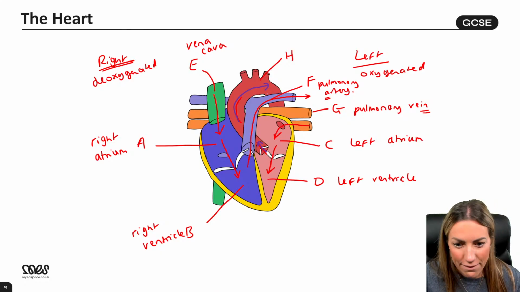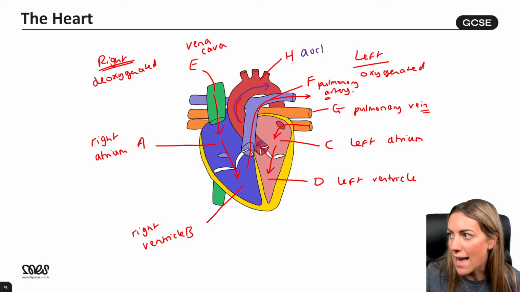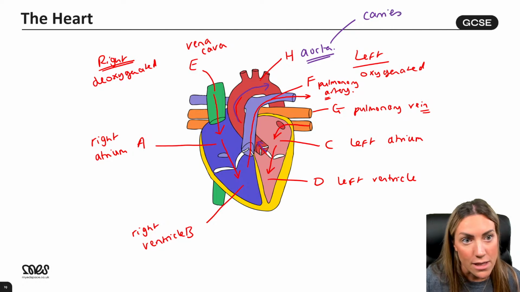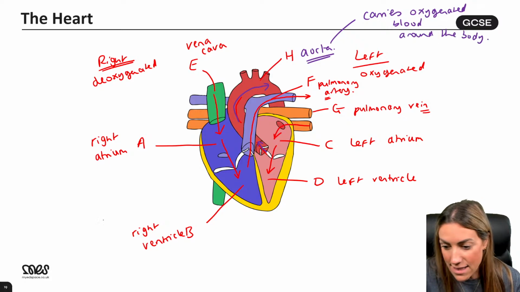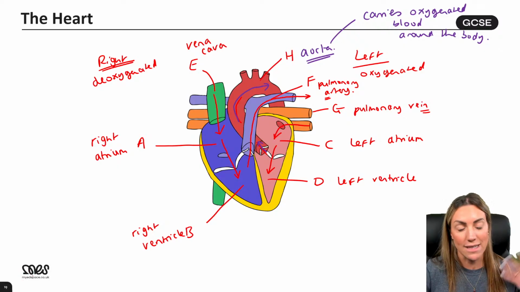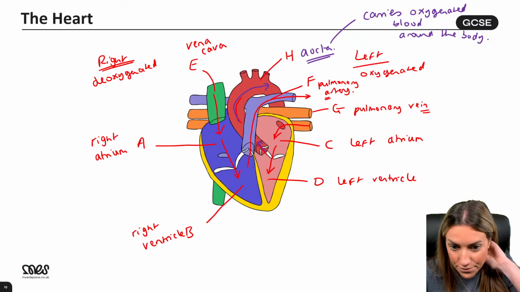Out of the left ventricle, so that would be the aorta, which is the main artery, right? So that's carrying oxygenated blood around the body. And I get so many students that can't label the heart. It really is just practice, practice, practice. You should be able to label the 4 chambers and the 4 blood vessels, okay?